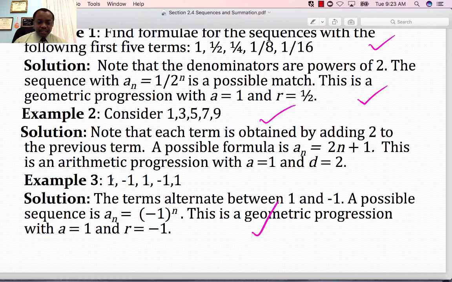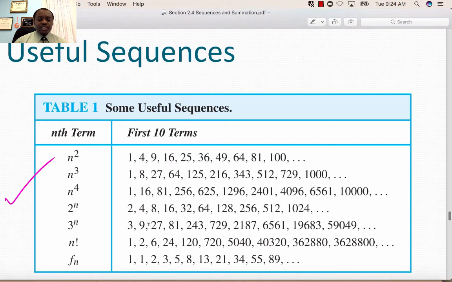And then I look at this one. I try subtraction. It doesn't work. I try division. Oh, wait a minute. I realize that the common ratio is -1. The first term is 1, so that is a geometric progression, and so on and so forth. And there are sequences again that would not be any of the three that we've seen: AP, GP, recurrent. Here are some very useful sequences: n squared, n cubed, n to the 4, 2 to the n, 3 to the n, factorial, and Fibonacci. We will come back to this when we look at summations.